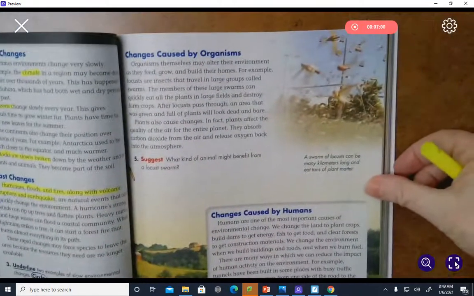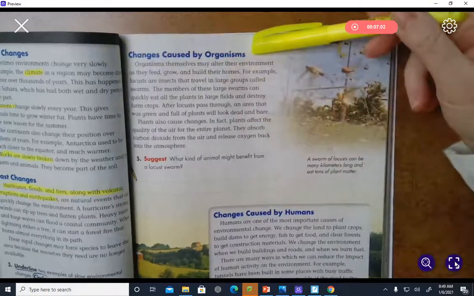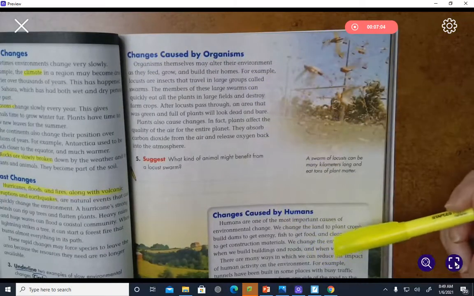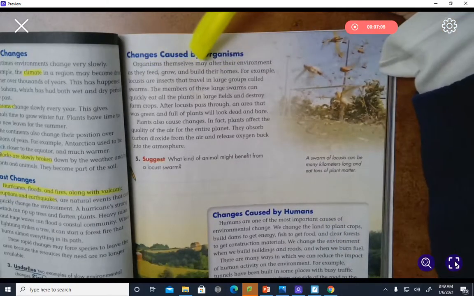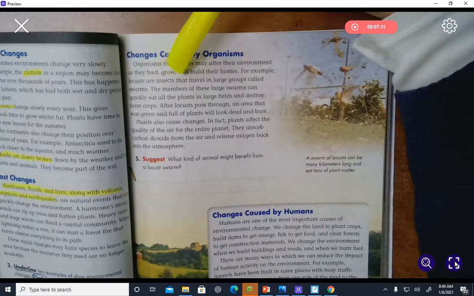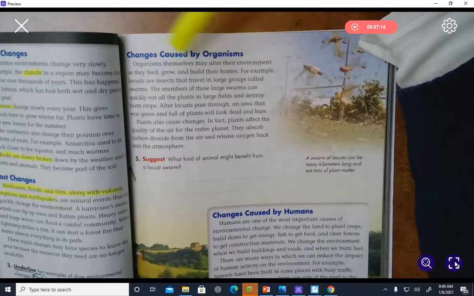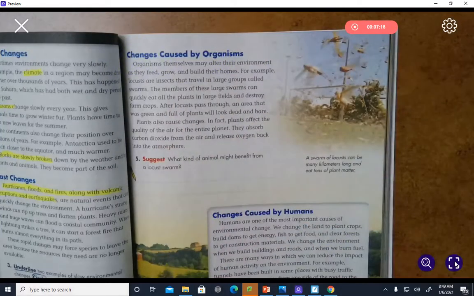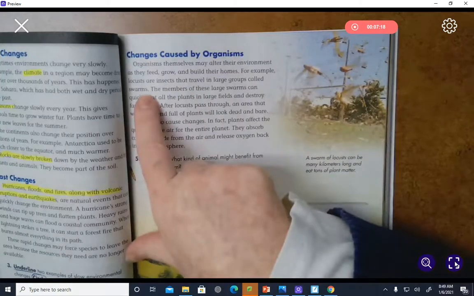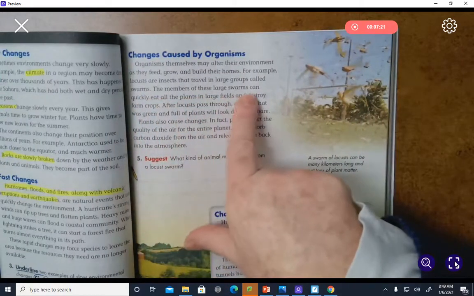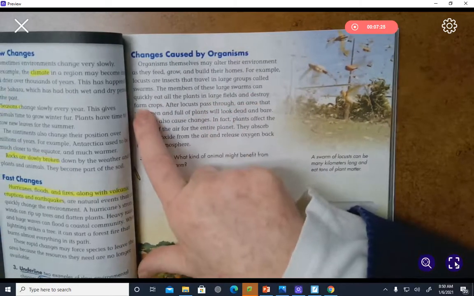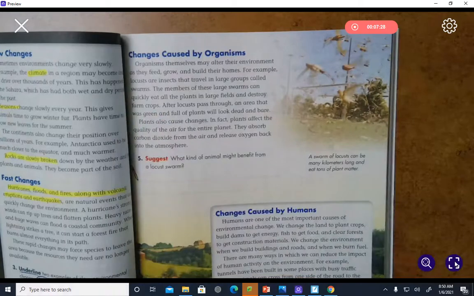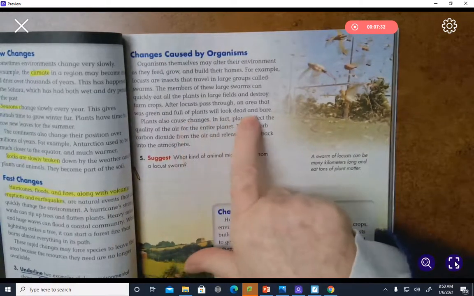In the last page, we see changes can be caused by organisms, and changes can also be caused by humans. Organisms themselves may alter their environment as they feed, grow, and build their homes. For example, locusts are insects that travel in large groups called swarms. The members of these large swarms can quickly eat all of the plants in large fields and destroy farm crops. After locusts pass through an area that was green and full of plants, it will look dead and bare.